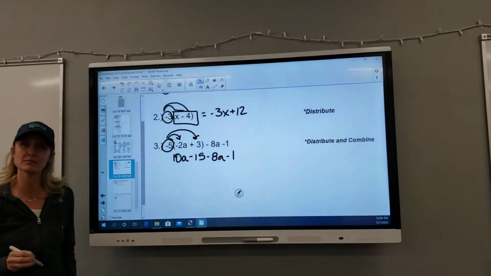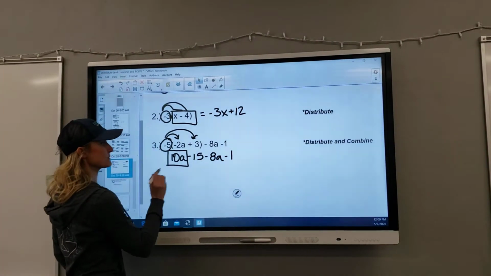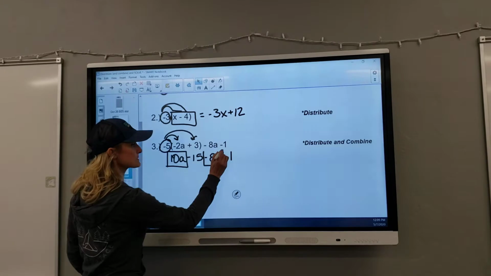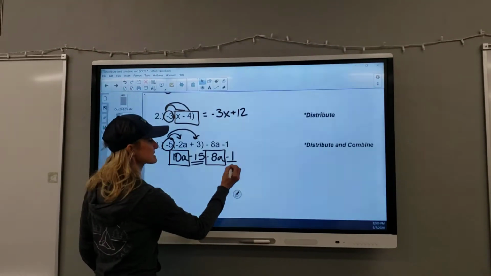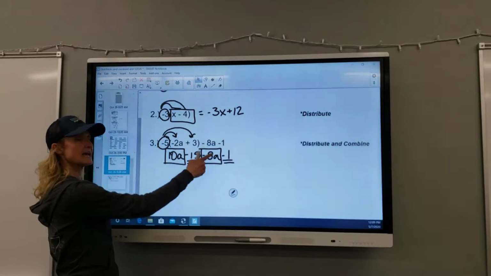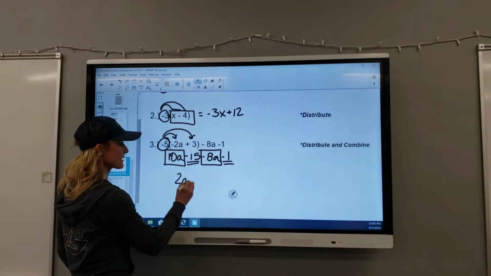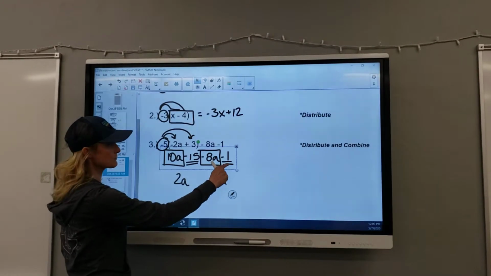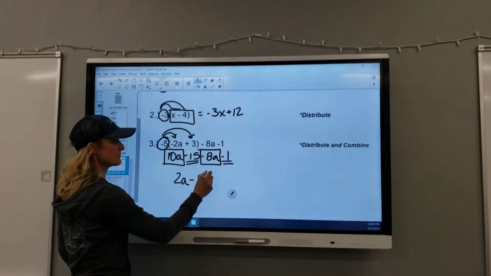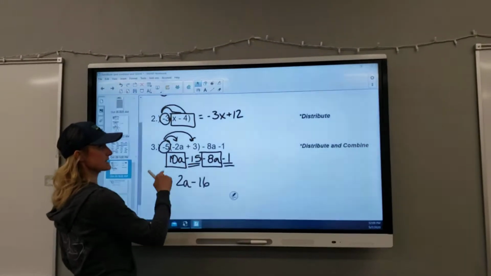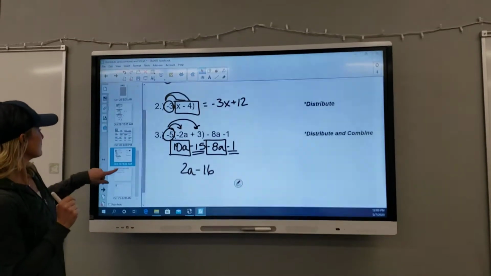Okay, and now we have a problem like you've had last week, where you're going through and saying, I'm going to combine my like terms. My a terms, I'm going to put a box around, and then my numbers, I'm just going to underline. So I have 10a and -8a, so I have 2 a's. Then I have -15 and a -1, so I go -1 more, and that is distributing and then combining, okay?